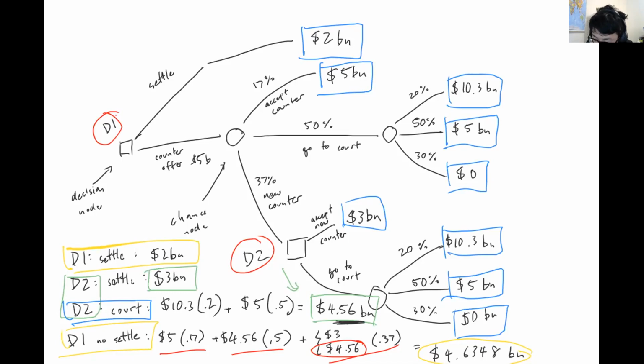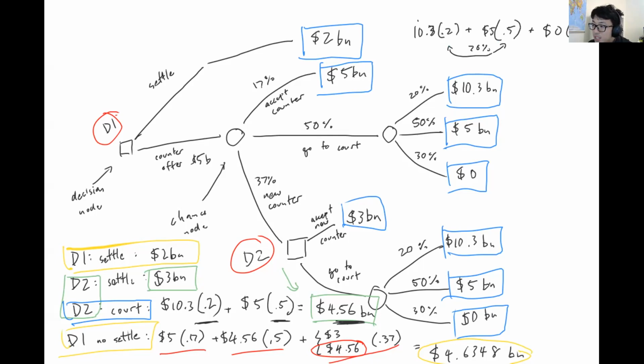Yeah. So note that these probabilities are here. I guess I kind of omitted something, right? 10.3 and 5 are both higher than 5, but you also have another term, right? So 10.3 times 20% plus 5 times 0.5 plus 0 times 0.3. So these only account for 70% of the outcomes. So the expected value ends up being slightly lower than even 5 billion, because you also have 0 in there.